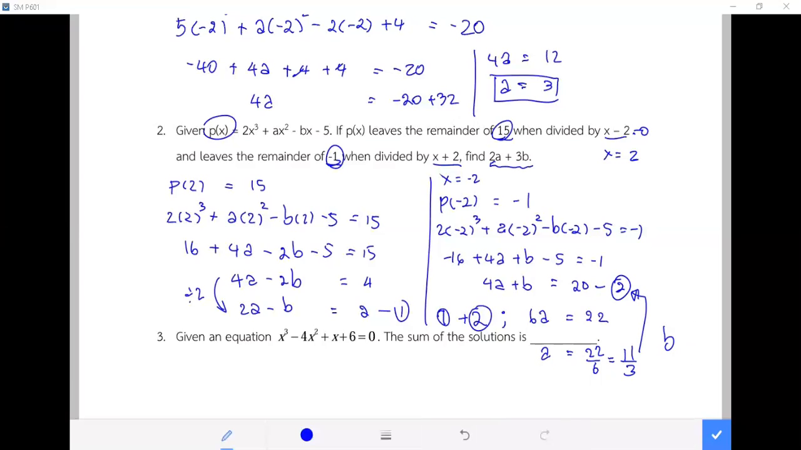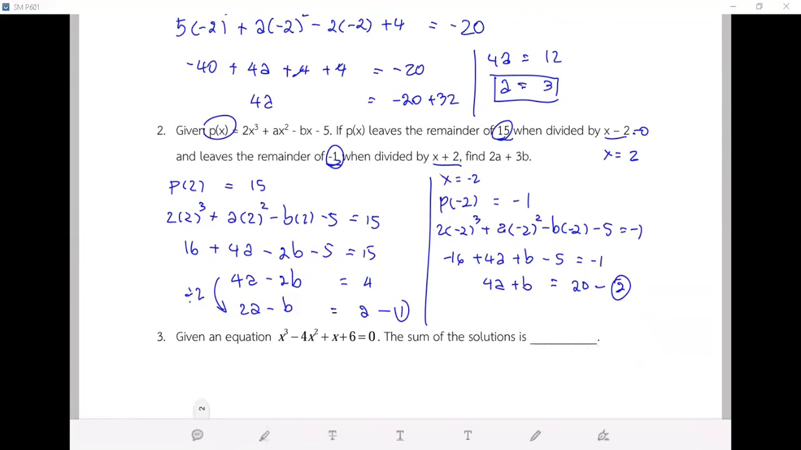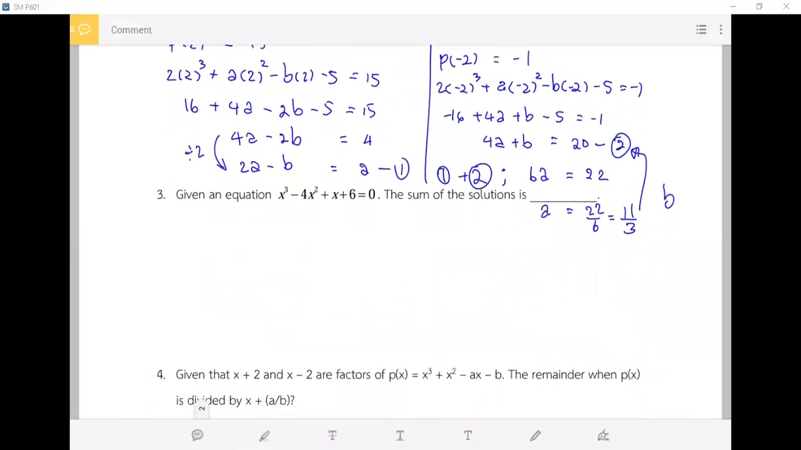I'm gonna stop here so I can go to the next problem. I try to do it so quickly, you know. If I make any mistake, I'm very sorry. Okay, you check it carefully.